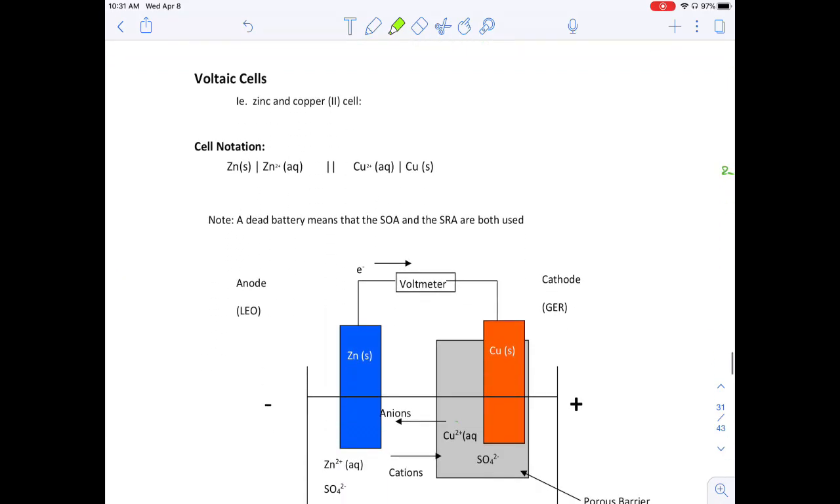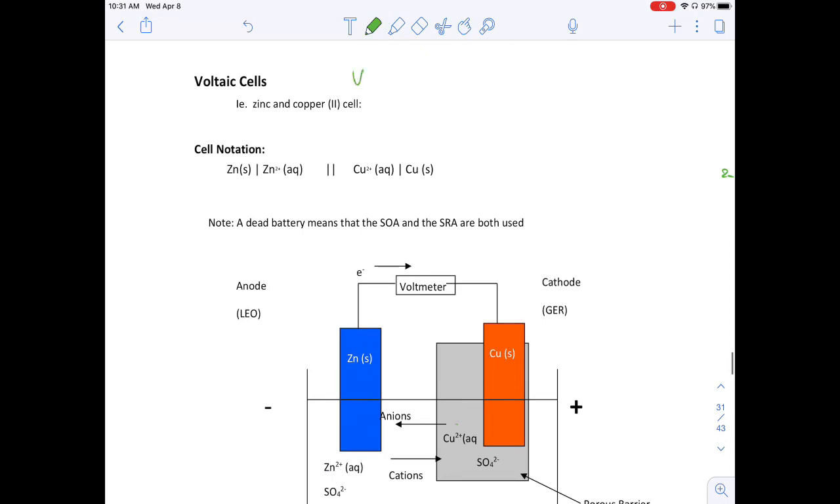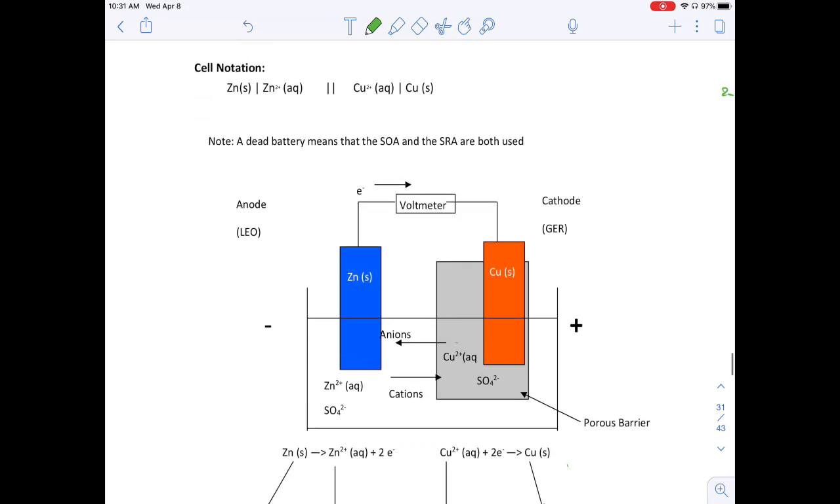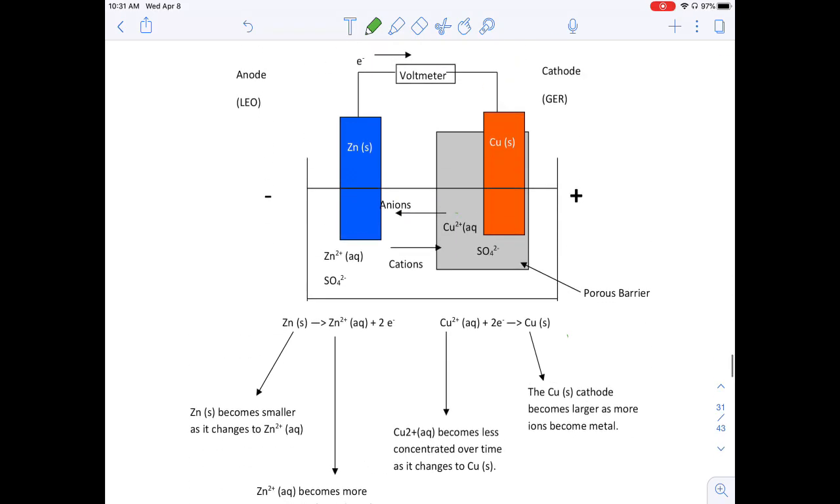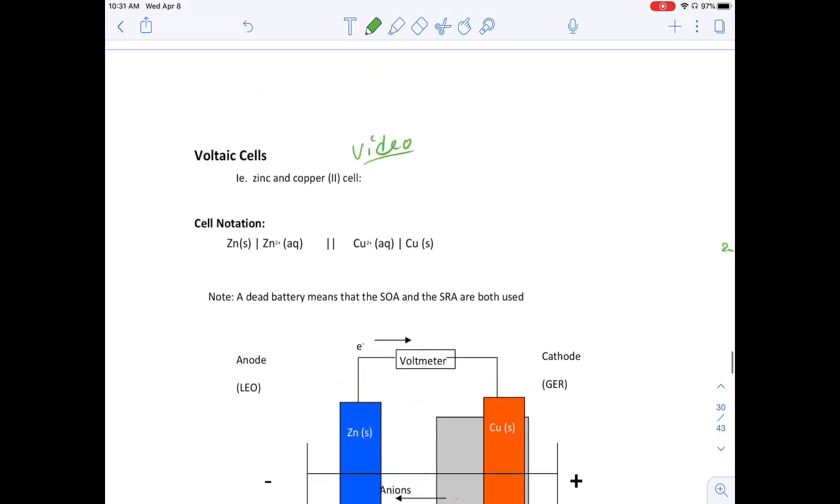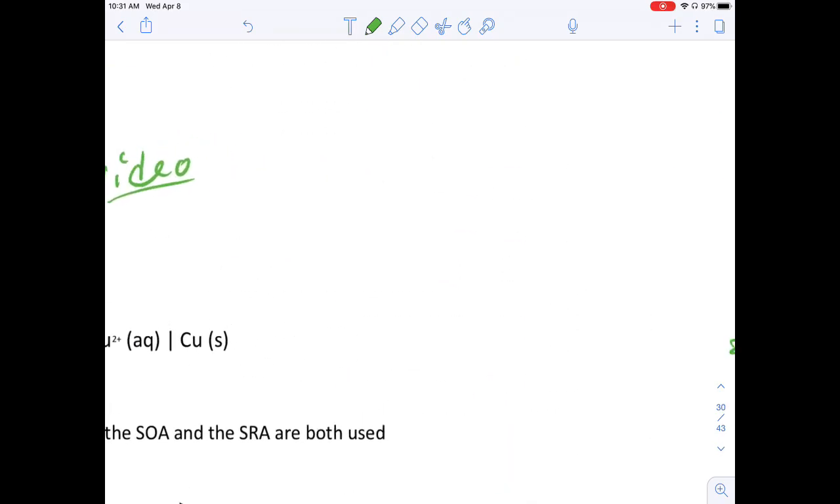This is a cell that we actually studied in a video. There's a video where I have a cell and I try to show you the components so it makes a little bit more sense. In the video, I had two beakers. Instead of having a clay cup, I had a saltwater bridge. And this is pretty common to see.